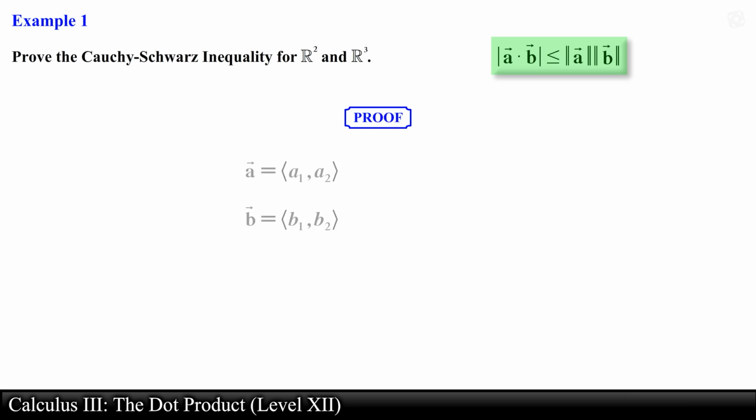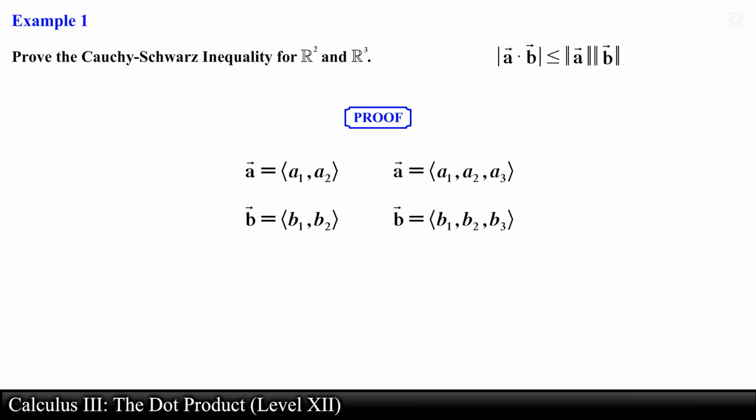Prove the Cauchy-Schwarz inequality for R squared and R cubed. This inequality plays an important role in different branches of modern mathematics. We can easily prove this inequality for the case where vector A and vector B are in R squared, the two-dimensional case, and R cubed, the three-dimensional case.